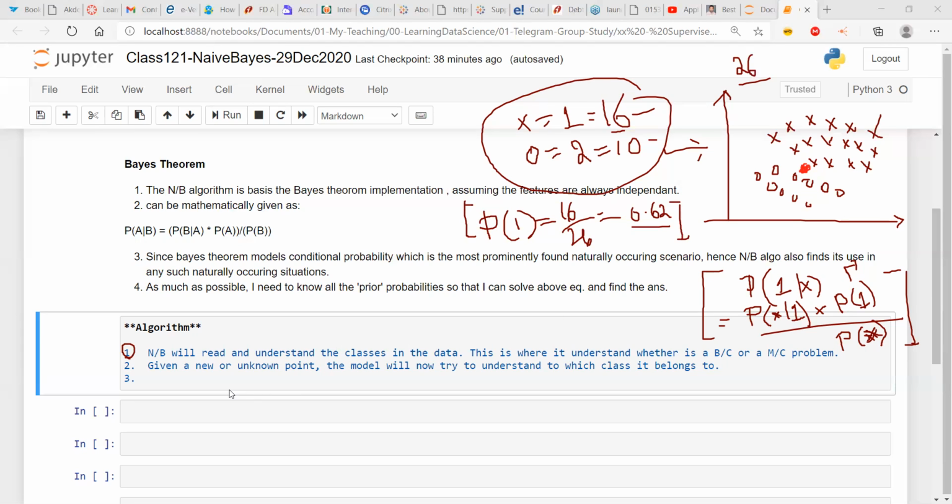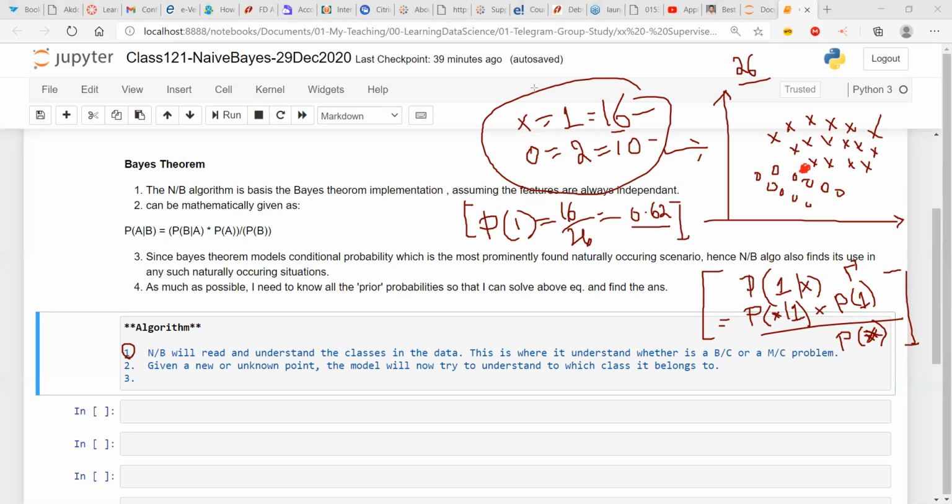Let's see. What the algorithm is now going to do is that it has got the probability of one class, and now it is going to calculate P(x). It is going to calculate the denominator. To calculate the denominator, it is going to take a technique which is approximately similar to what we used to do in KNN, but there is a fundamental difference. It is going to draw a virtual circle like this.